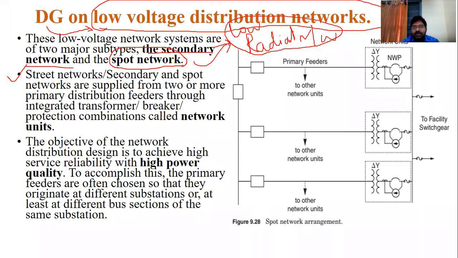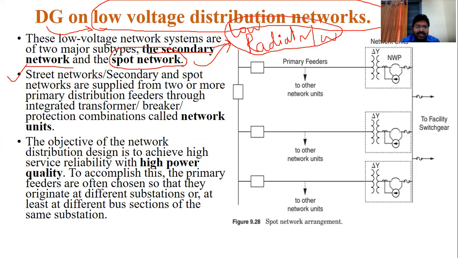By connecting any distribution network in a radial way, you maintain the continuity of the power at any instant of time. Whether there is any fault in any one of the feeders, the other feeder will supply the power to the load. That is the advantage of the radial feeder. That is one of the main advantages.